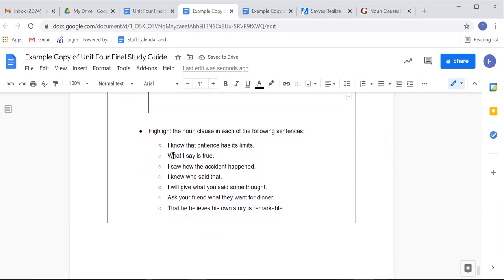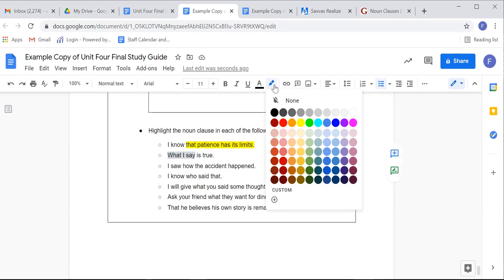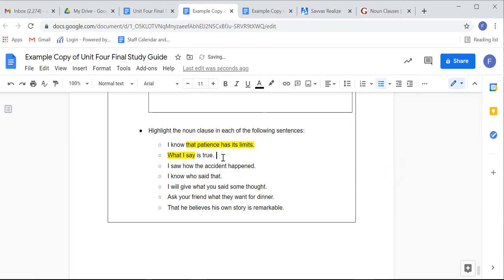I'd recommend looking at that presentation if you want more examples. But I also gave you some examples of sentences that use noun clauses down here. So here's what you should have highlighted in these. First one, I know that patience has its limits. That patience has its limits is your noun clause. Reason why is because it represents one idea. It represents the thing that you know. What I say is true. That is the next one. What I say is your noun clause. It's representing one idea. It's representing the thing that you said.